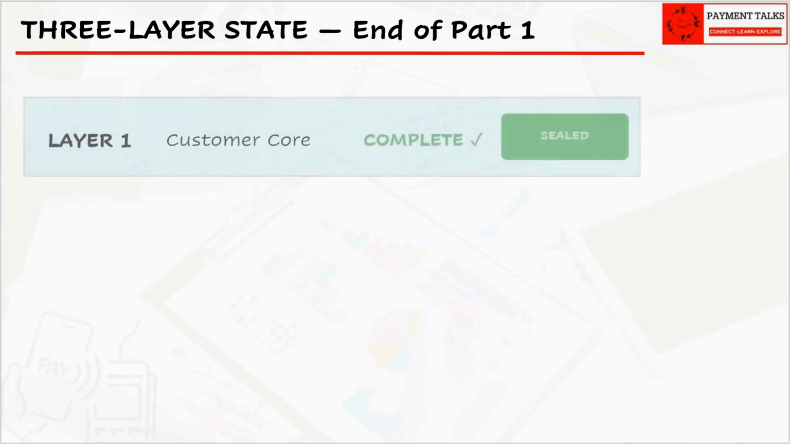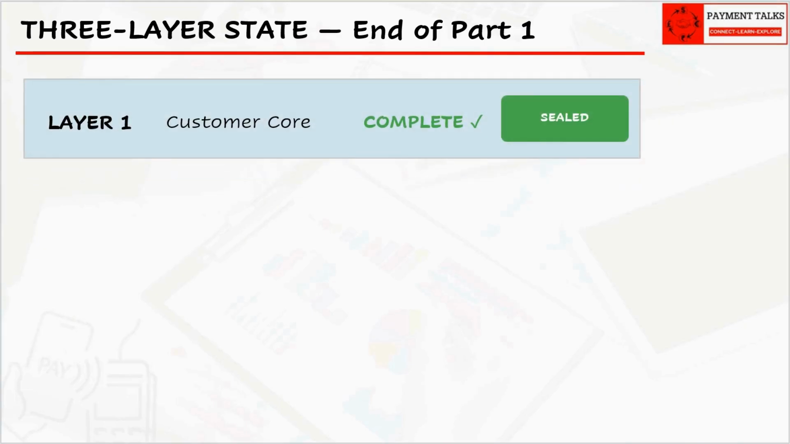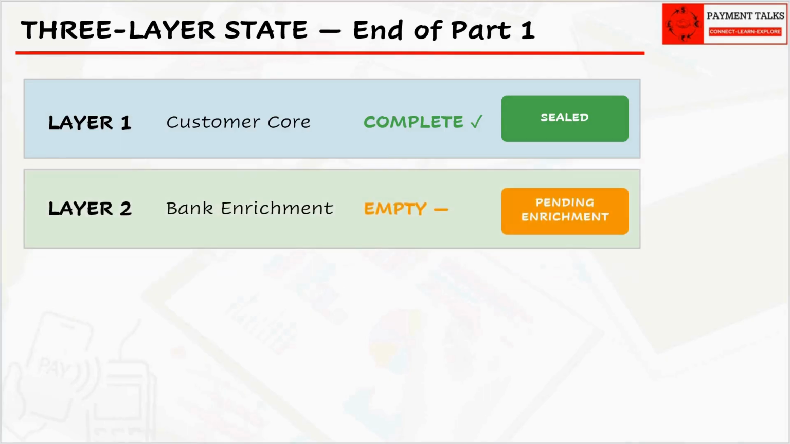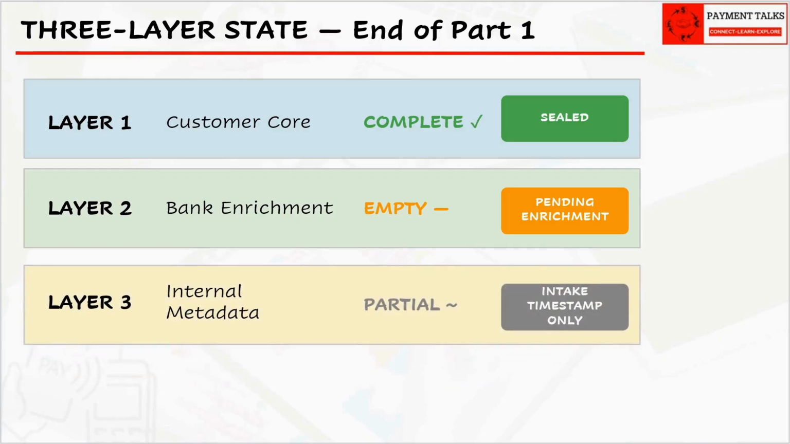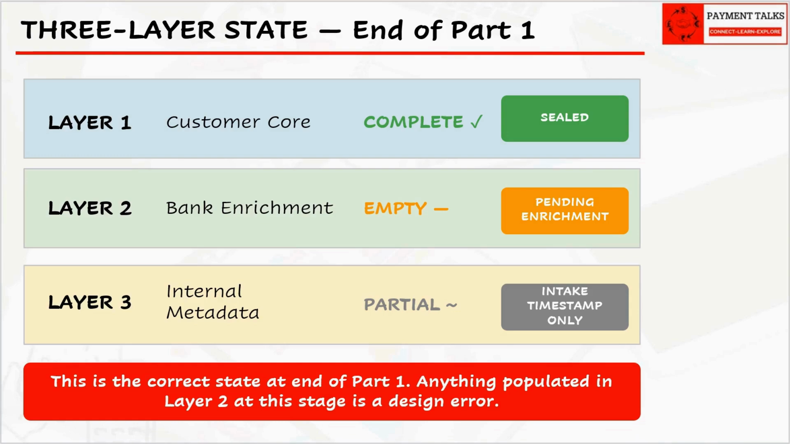Layer 1 complete and sealed. All 9 customer intent elements are in it. It will not change again. Layer 2 empty. Every enrichment field is pending. The enrichment service has not yet run. Layer 3 one entry only. Intake timestamp and validation status. This is the correct state. If your implementation shows anything else populated in layer 2 at this stage, that is where the design went wrong.